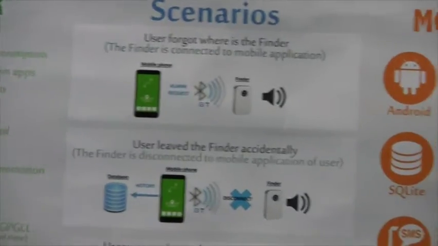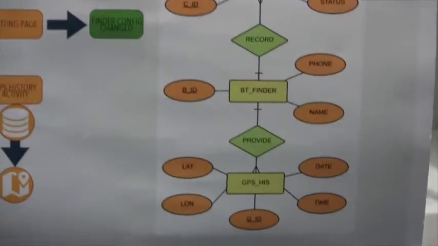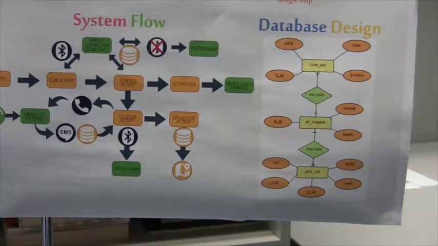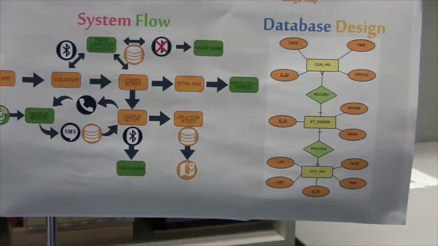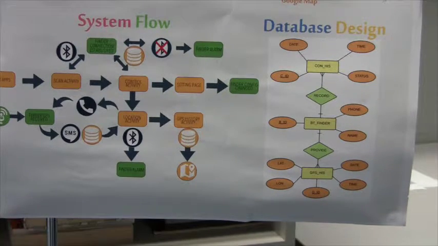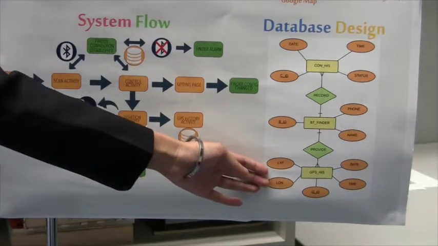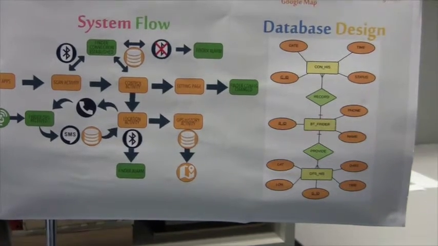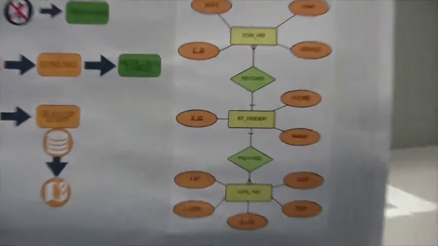And in our database design, we will have 3 tables. The first will save the connection history of Bluetooth, the second table will save the information of the Bluetooth Finder, and the third table will save the GPS location history.